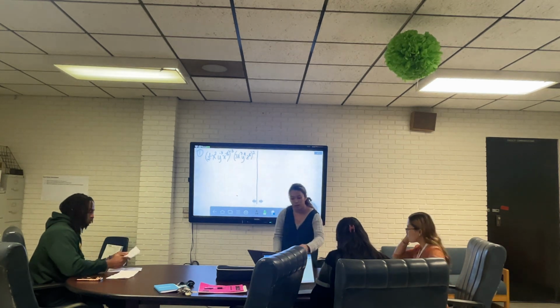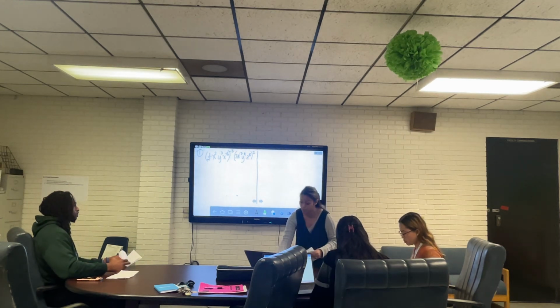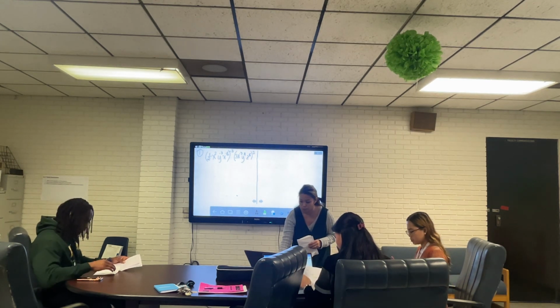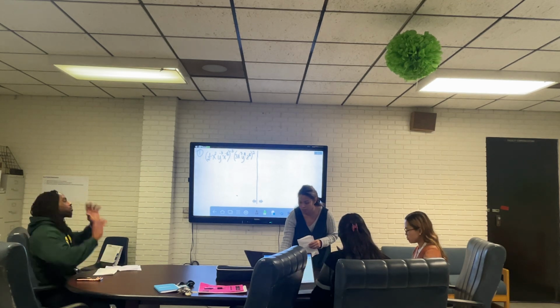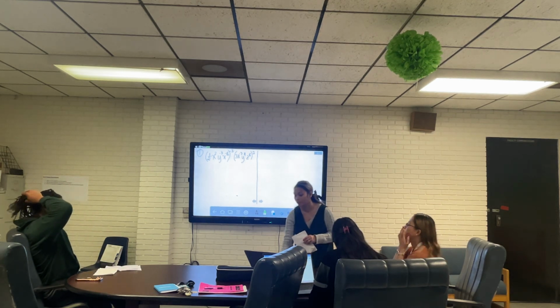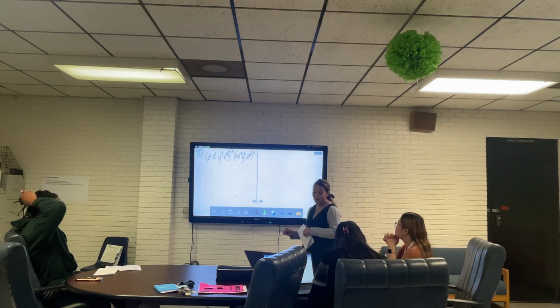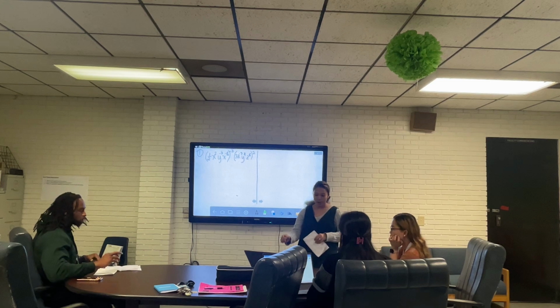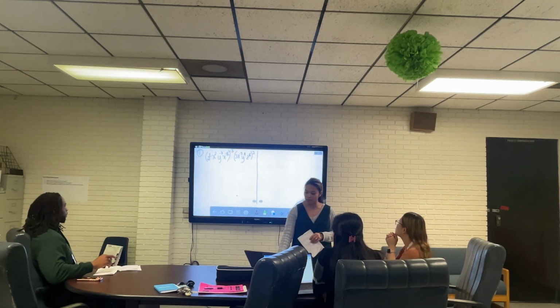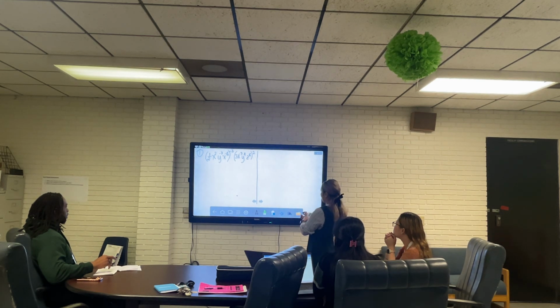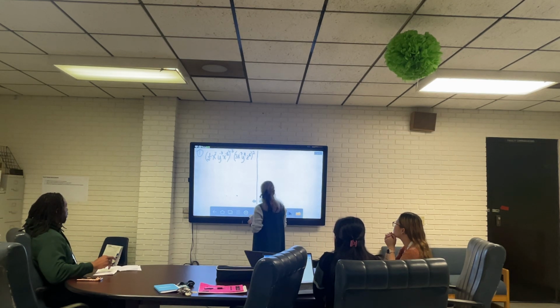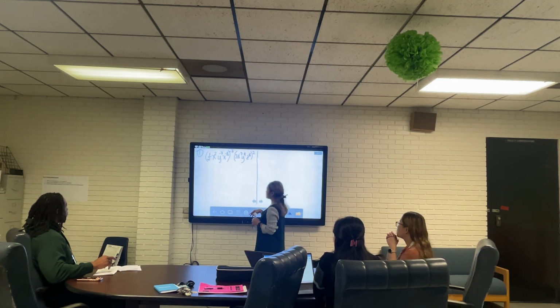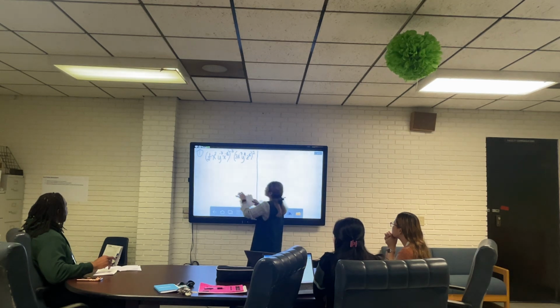So, in this standard, the I can statement for this is applying all properties of exponents and simplifying the expression. The first problem in the exit ticket is they need to simplify that expression, or find the equivalent expression for the exponent. So what they're going to do is they need to use all the properties. They need to use the power of a product.